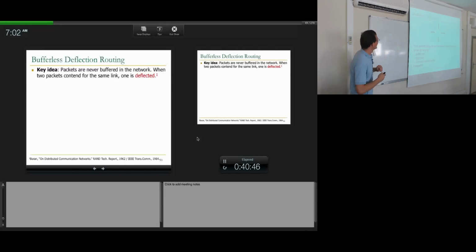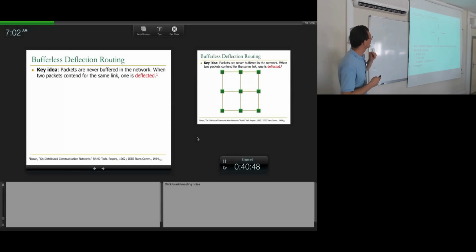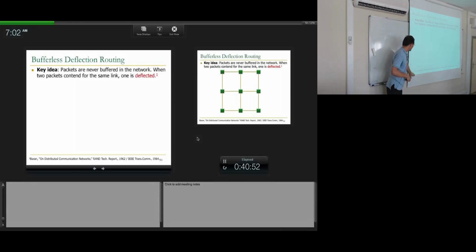And we'll take a look at that. So actually, I'll just give you the basic idea, but we'll come back to this again. So in deflection routing, this is a very old idea. This is another seminal paper by Paul Baran from Rand Corporation in 1962. He looked at a lot of issues in distributed communication networks at the time, and he introduced this idea, which he called hot potato routing.